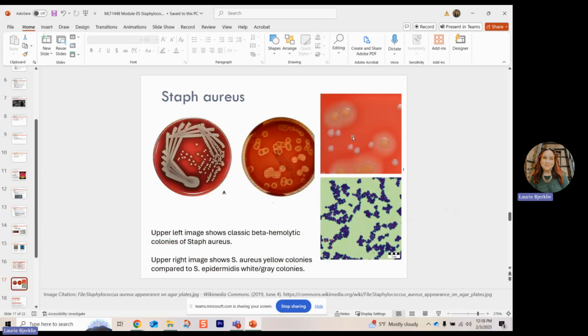When we get to next week with the streps, they are very small colonies compared to staph. Staphs tend to be a lot larger colonies than streps. But it is nice to see that yellow hue compared to the white gray look of the Staph epi there. And then again, you have your gram-pos cocci clusters at the bottom.